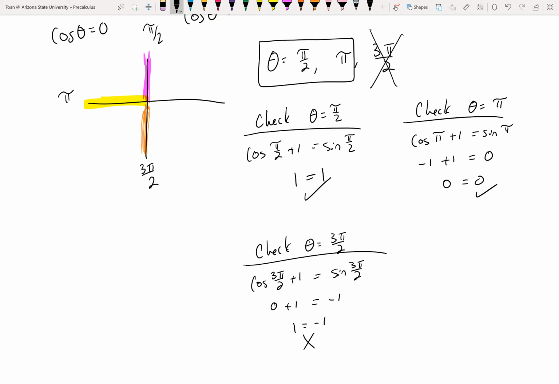Our original problem only has 2 answers. Right? So the moral of the story of this example is check your answers.